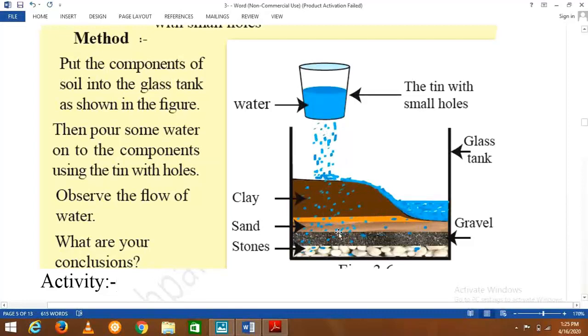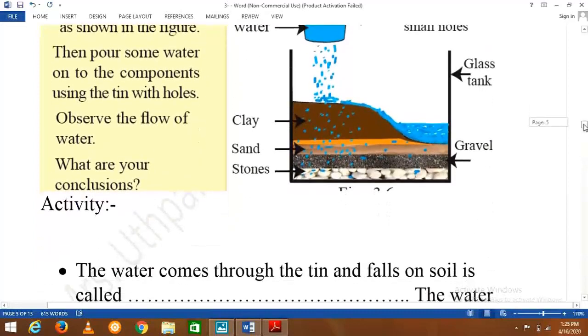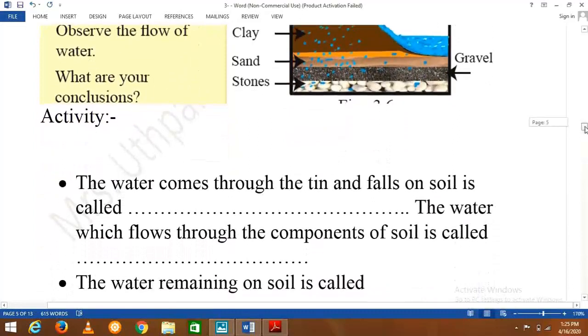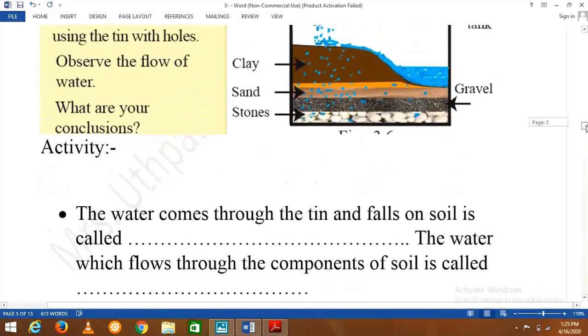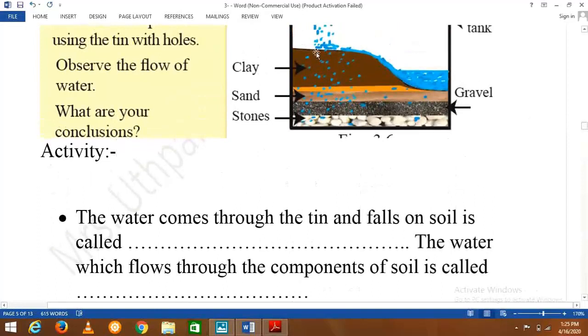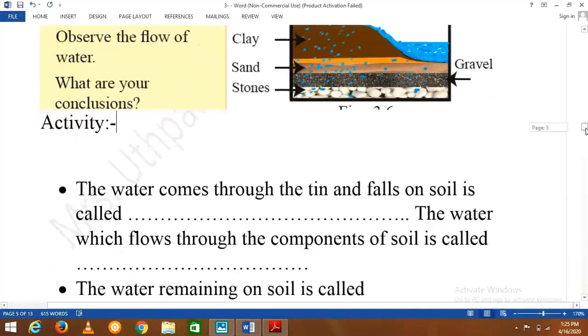Observe the flow of water. So what are your observations? And based on your observations, you have to draw conclusions as well. Right. So what will happen? You will observe that some amount of water which is falling will flow on the surface, and some amount of water will be absorbed by these layers of soil, and a little amount of water will be collected on the surface of soil. So based on your observations, you can fill in the blanks here.